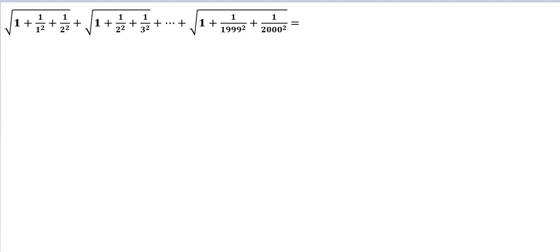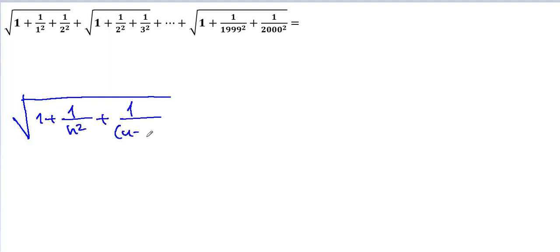Hello everyone, in this video we're going to find the sum of the following numbers. Let's start. First of all, let me write this sum in a general form, and the general form can be written as square root of 1 plus 1 over n square plus 1 over n plus 1 square. Now we'll try to simplify this expression.